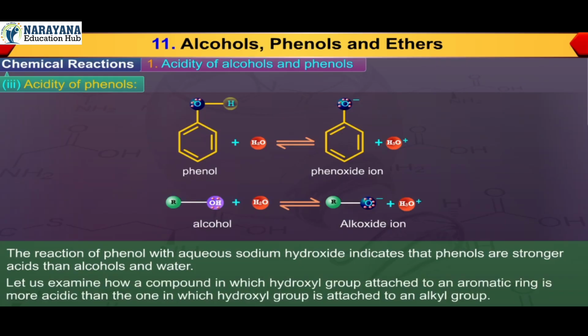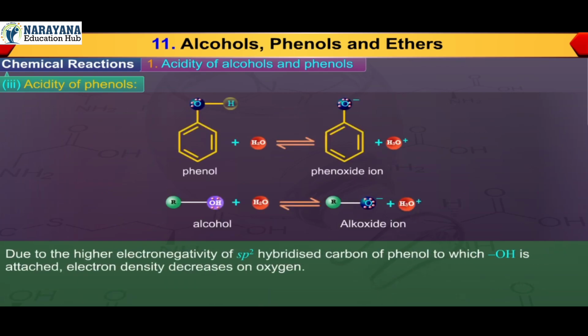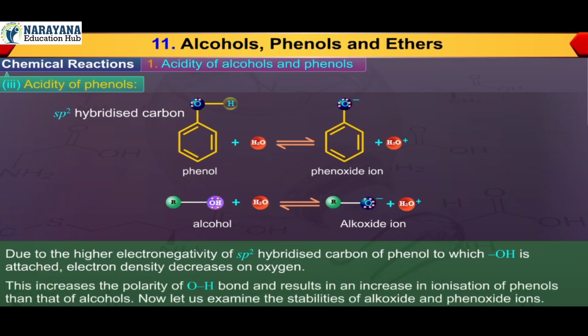Let us examine how a compound in which hydroxyl group is attached to an aromatic ring is more acidic than the one in which hydroxyl group is attached to an alkyl group. Due to the higher electronegativity of sp2 hybridized carbon of phenol, to which -OH is attached, electron density decreases on oxygen. This increases the polarity of O-H bond and results in an increase in ionization of phenols over that of alcohols.